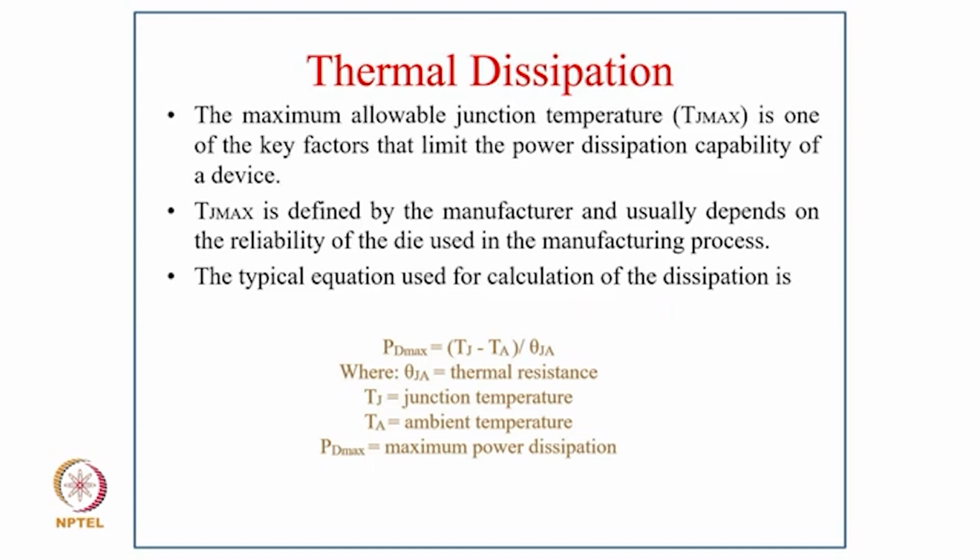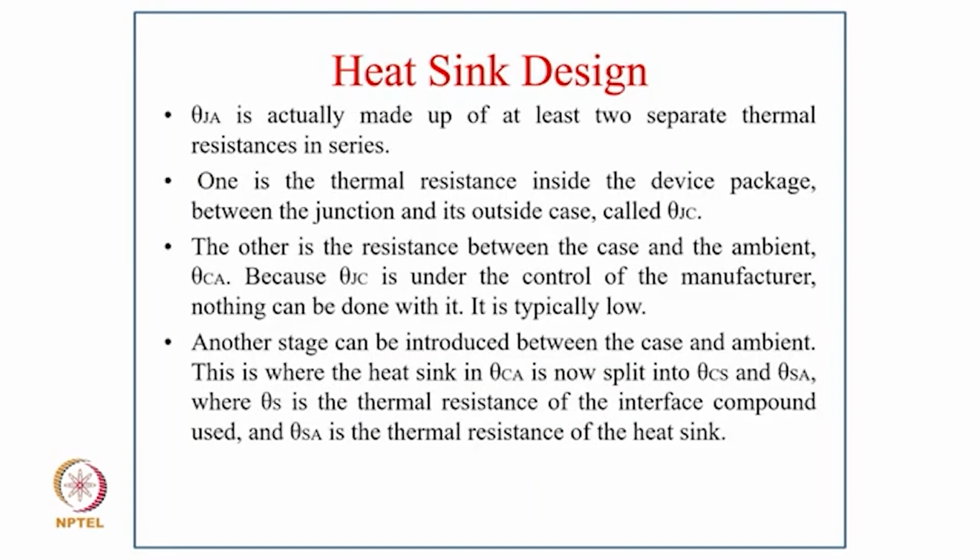For thermal dissipation, the maximum allowable junction temperature Tj max is one of the key factors that limit the power dissipation capability of a device. Tj max is defined by the manufacturer and usually depends on the reliability of the die used in the manufacturing process. The typical equation used for calculation of power dissipation is PD max equals Tj minus Ta divided by theta J, where theta J is thermal resistance, Tj is junction temperature, Ta is ambient temperature, and PD max is the maximum power dissipation possible by the system.